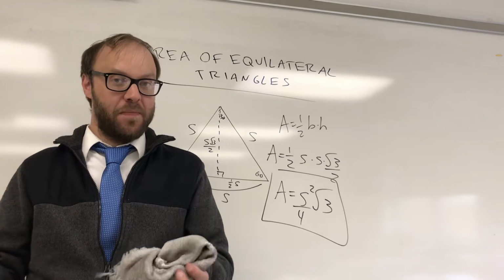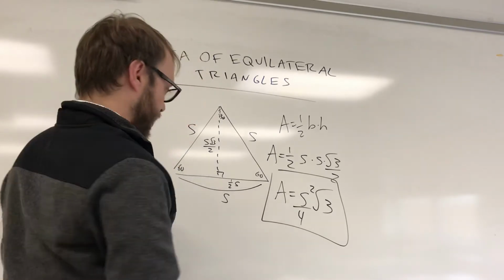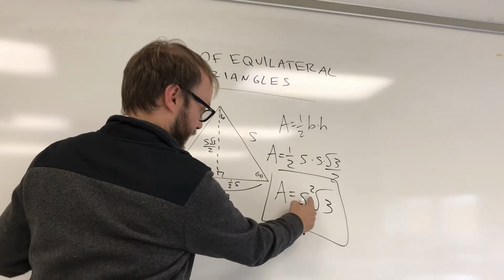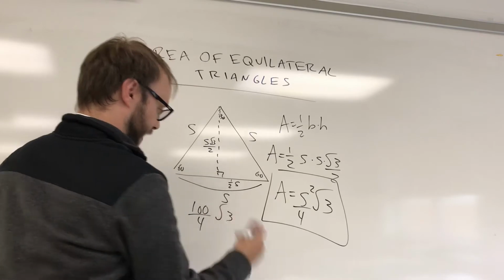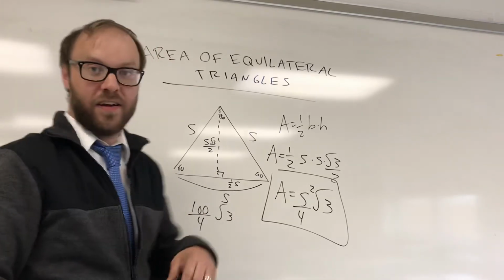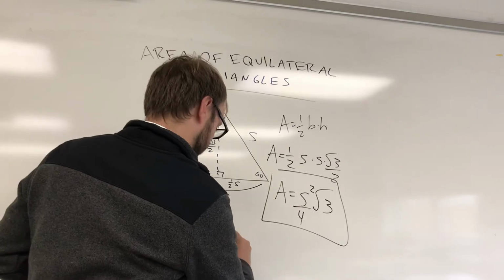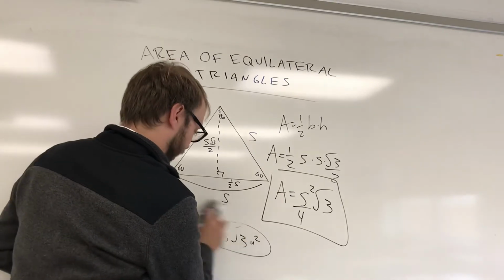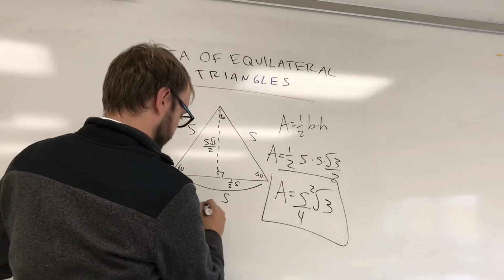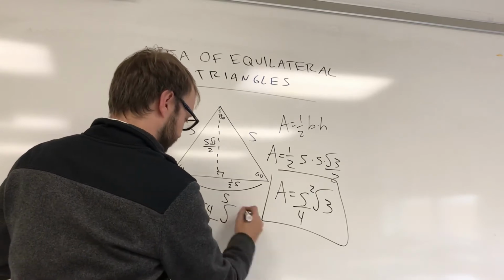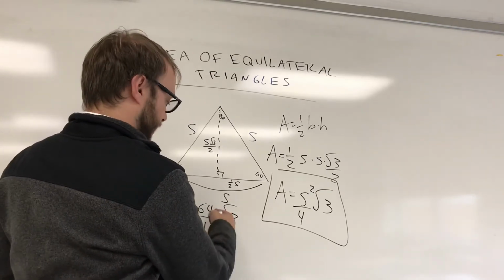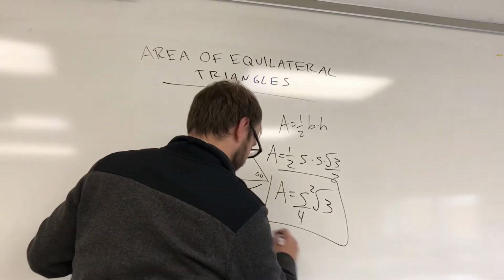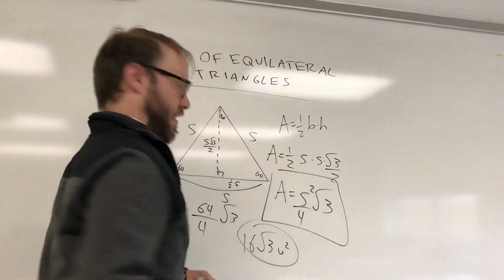Now, remember the example I did a minute ago. I had side lengths of 10. Well, according to the formula, 10 squared would be 100, side squared, divided by 4 times radical 3. Well, 100 divided by 4 is 25, so the area is 25 radical 3 square units. If the side lengths are 8, 8 squared would be 64, divided by 4, times radical 3. 64 divided by 4 is 16, so an 8 by 8 by 8 equilateral triangle would have an area of 16 radical 3 square units.